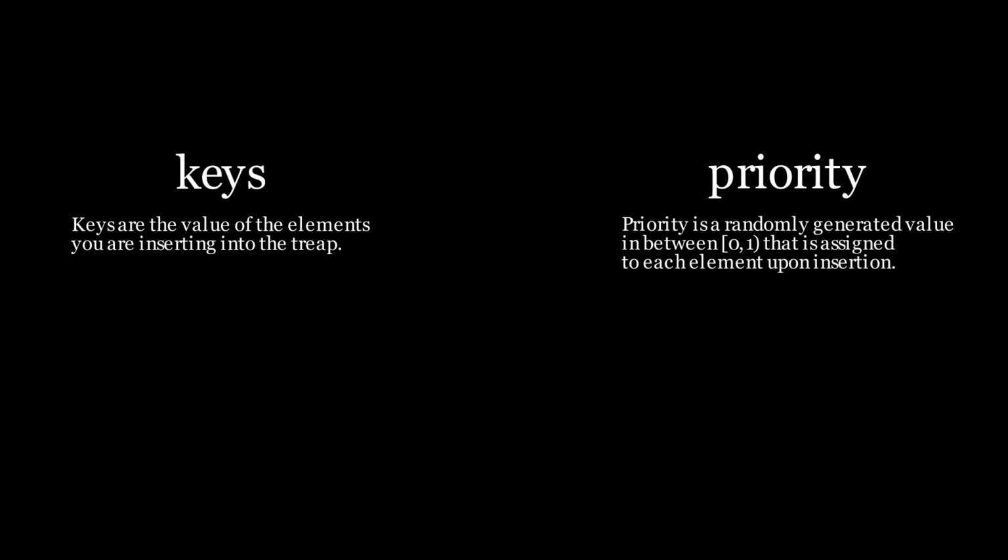Keys are the elements you are inserting into the treep. Priorities are randomly generated numbers in between 0 and 1 that are assigned to each element as you insert them. Let's take a look at an example of a treep which is built on these keys and which were assigned these priorities.